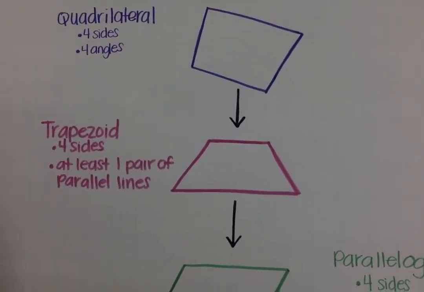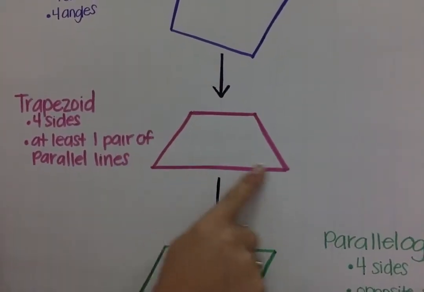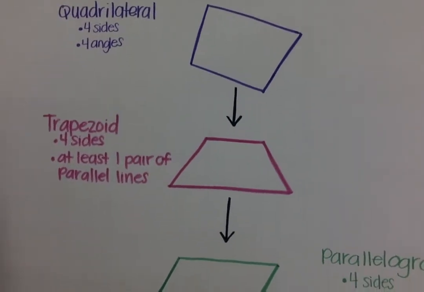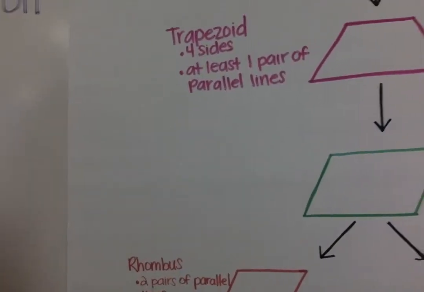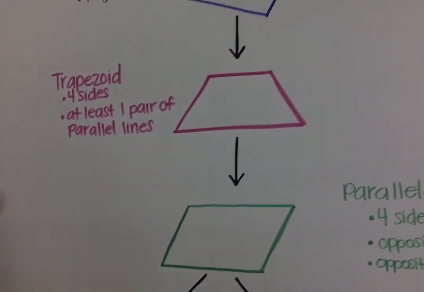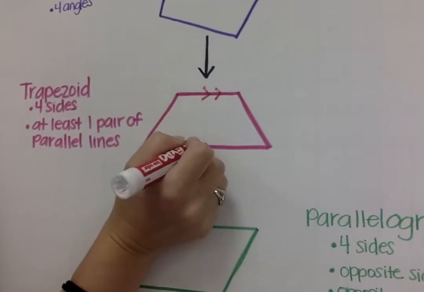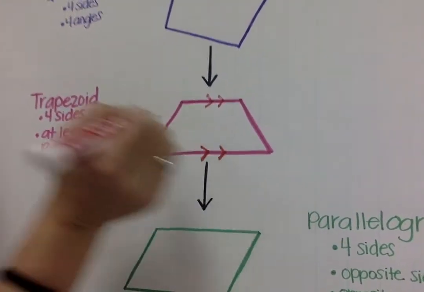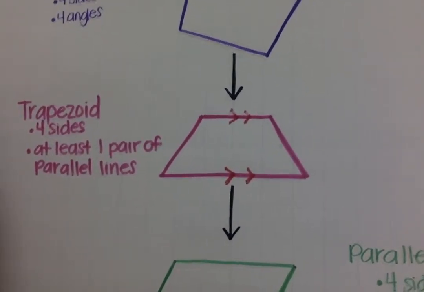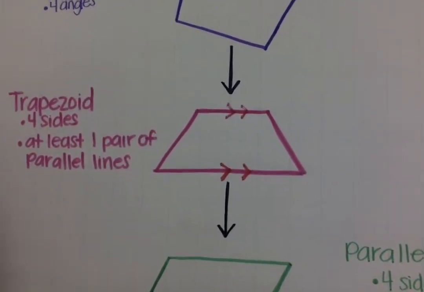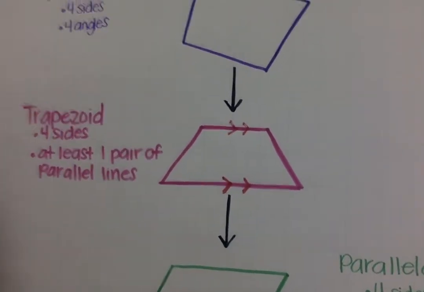On this shape here, you can see that my parallel lines are these top ones and these bottom ones. Sometimes you will see these parallel lines with these marks on them. And that is to show that both of those lines are parallel to one another. So that means that they will run forever and ever in the direction of left and right and never touch.